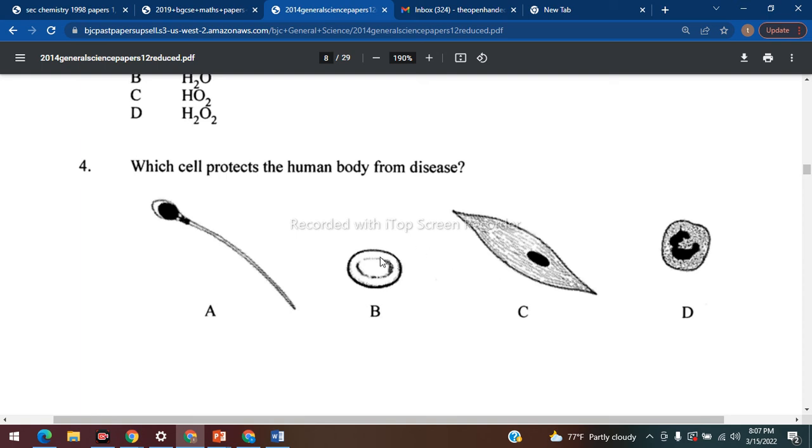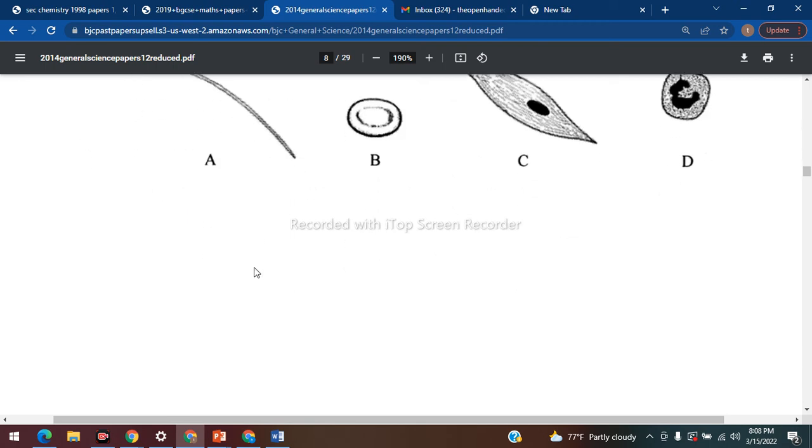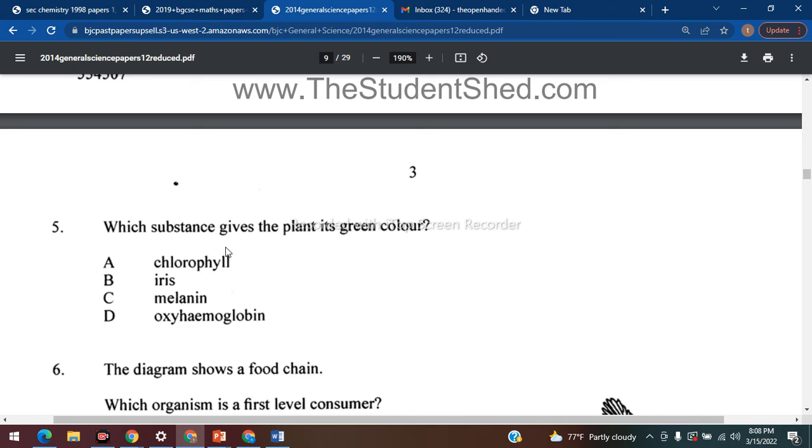And what is B? Red blood cells. What do red blood cells do? Transport oxygen throughout the body. Very good. What is this one? The sperm cell. Responsible for reproduction. What specifically though? Fertilizing what? The egg cell. Alright. Which substance gives the plant its green color?